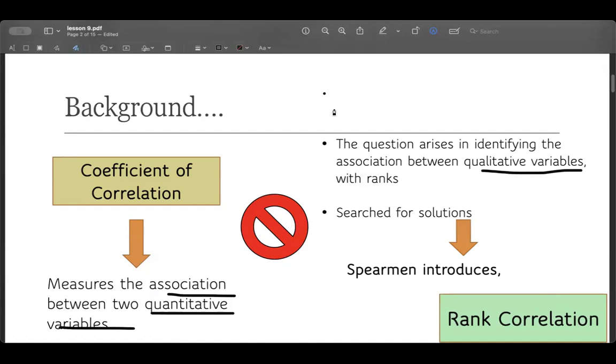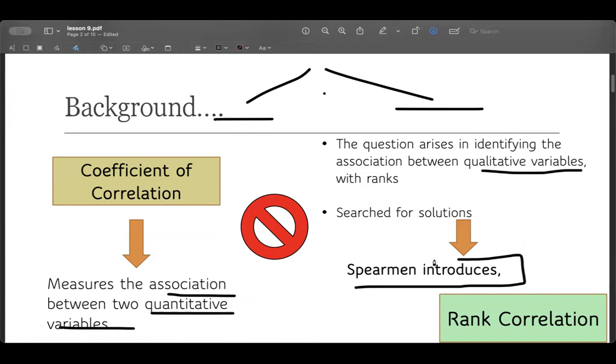Now, if you can remember the variable types, we have two different kinds. One is quantitative, the other one is qualitative. So this rank correlation is for qualitative variables, these qualitative variables with ranks. These ones we normally search for solutions. For this, we have to know about the Spearman coefficient. Now, how are we going to calculate this?